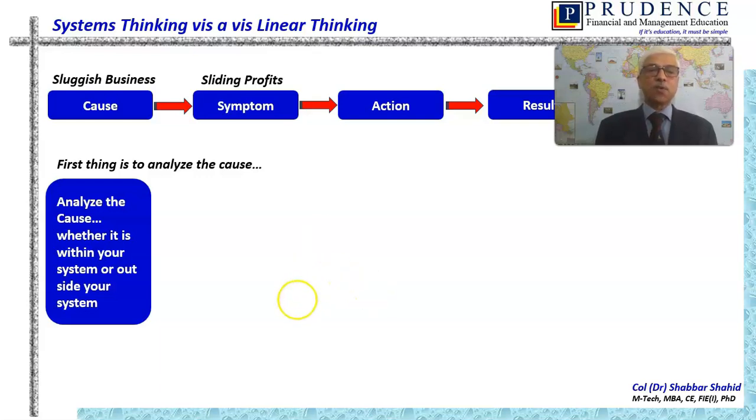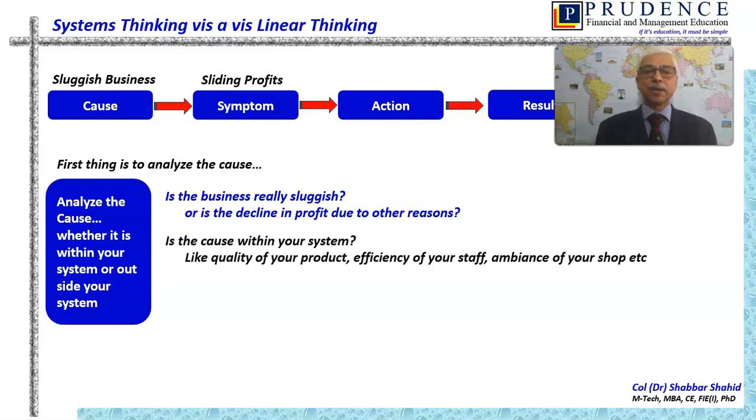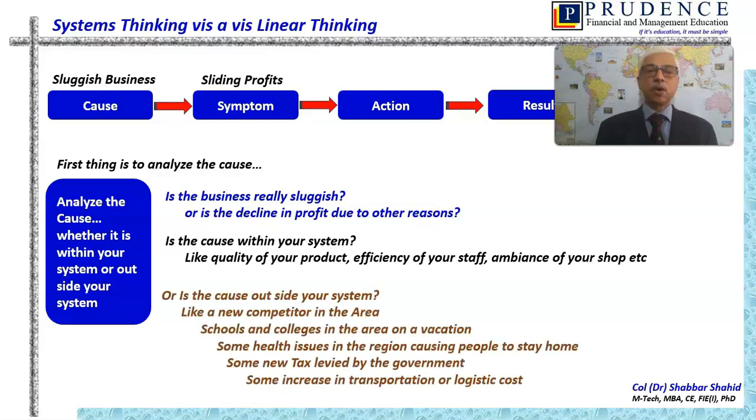Alright, so first of all, what you do, you analyze the cause. Is the business really sluggish? Is it that the business is really going bad? Or is the decline in profit due to some other reasons? Is the cause within your system, like the quality of your product, the efficiency of your staff, the ambience of your shop? Are these the reasons which are within your system? Are they affecting your sales, your profit? Or is the cause outside your system?